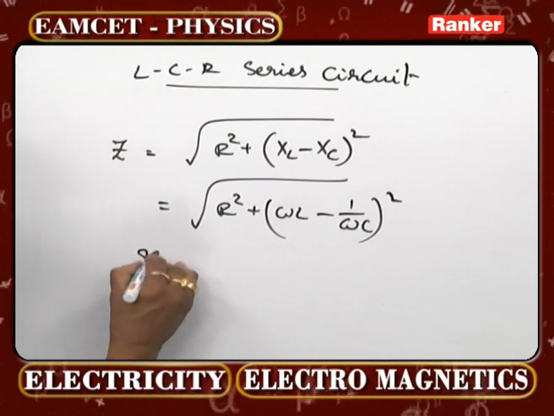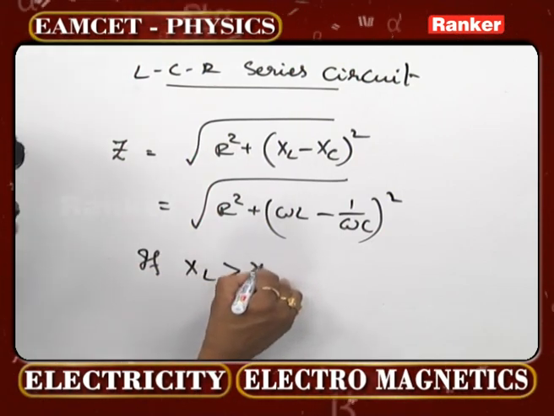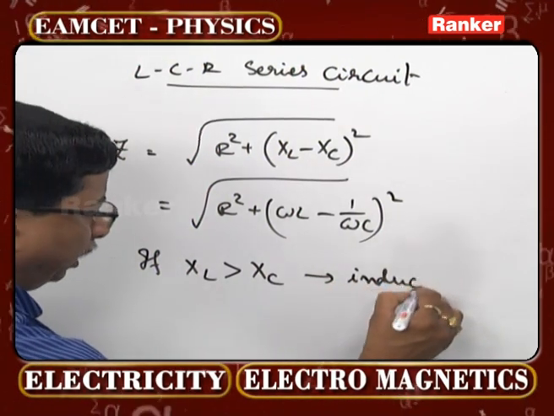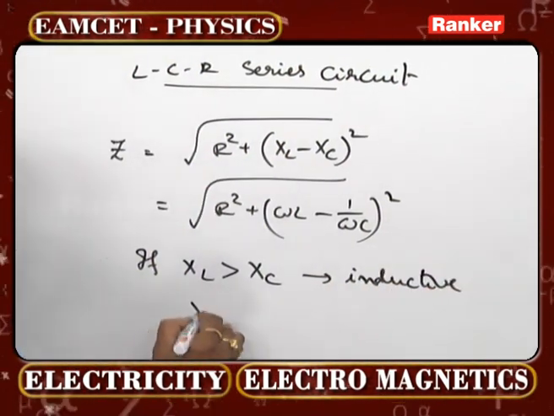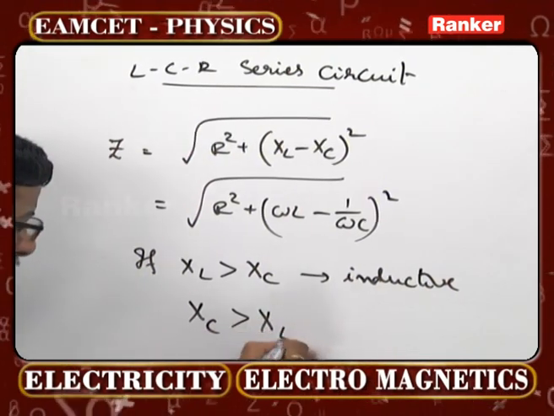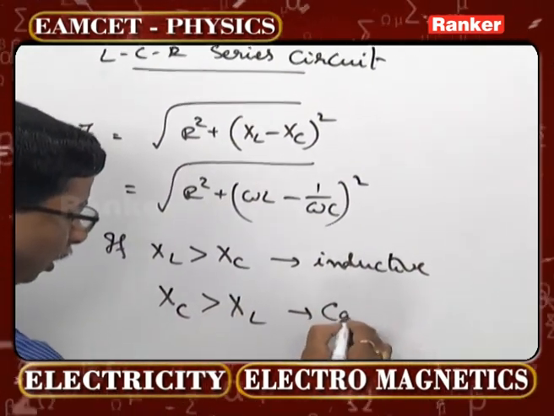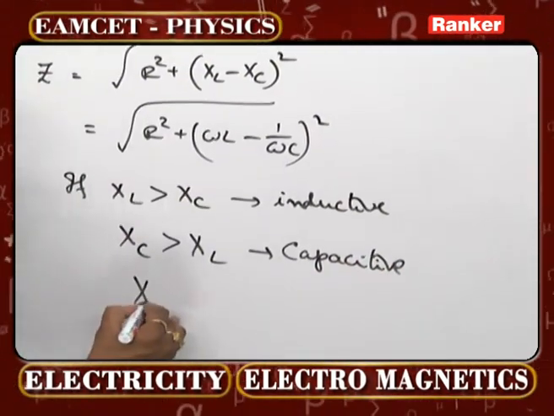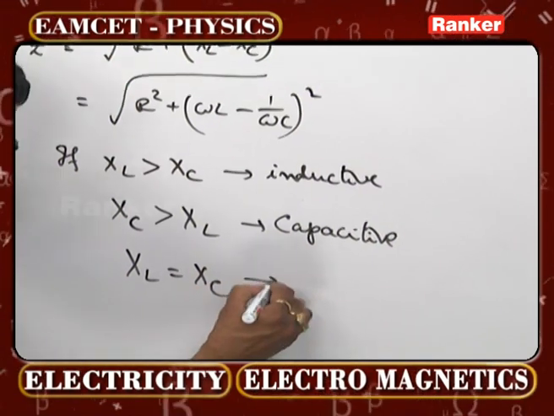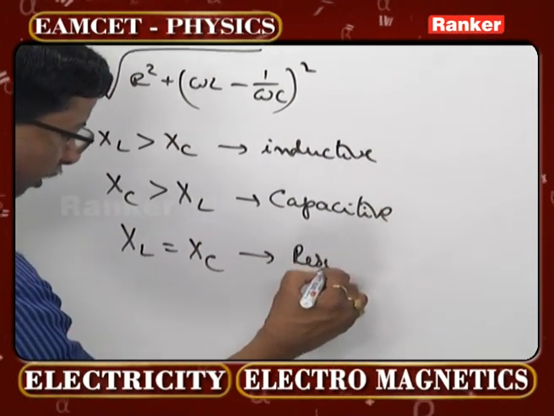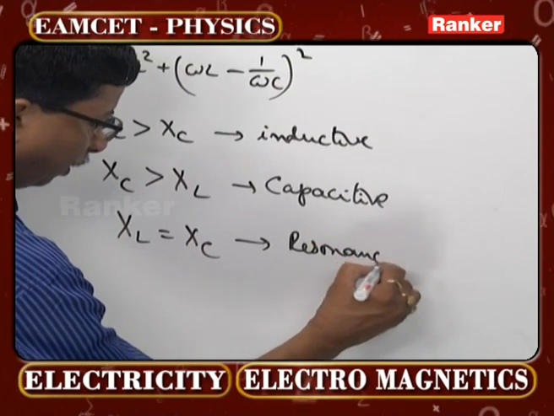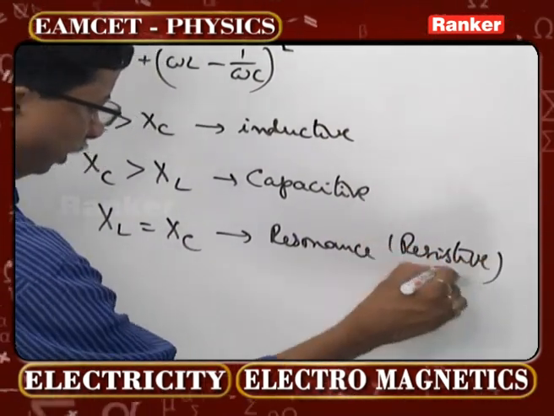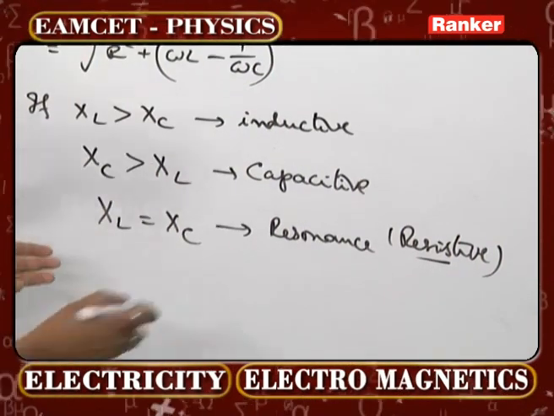But suppose XL is greater than XC, that circuit becomes inductive by nature. And suppose XC is greater than XL, then that is called capacitive by nature. By any chance if XL and XC are equal, then we say it is in resonance, and that time it is a resistive circuit. That means only resistance will take the lead. So this is the point.